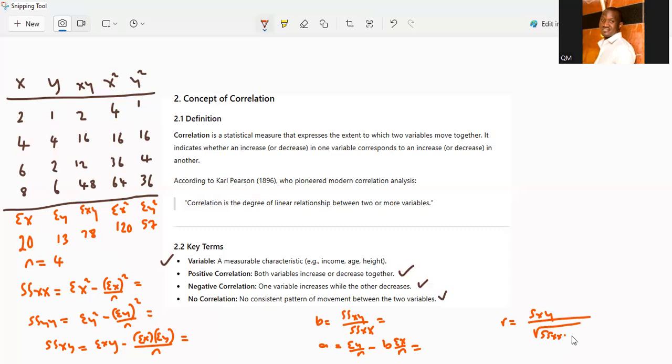Are you calculating? So these are the formulas. I want you to give me all the right information.